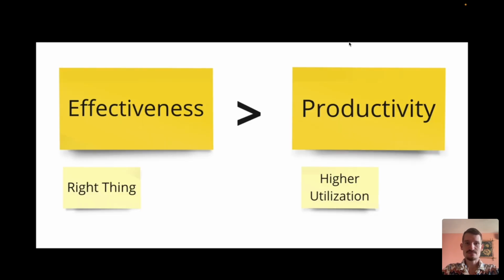And here we have a dichotomy between effectiveness and productivity. And I claim that effectiveness is more important than productivity. Because what does productivity mean? Well, it means higher utilization. So if you utilize 100% of your people, you get 100% more outcomes from them.